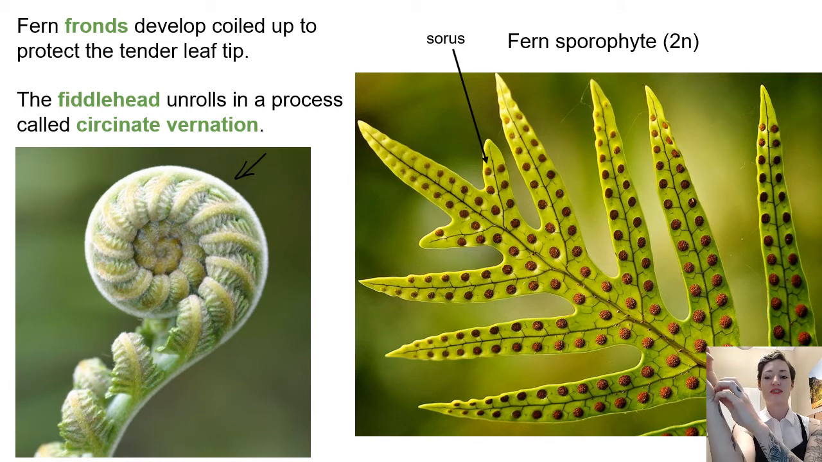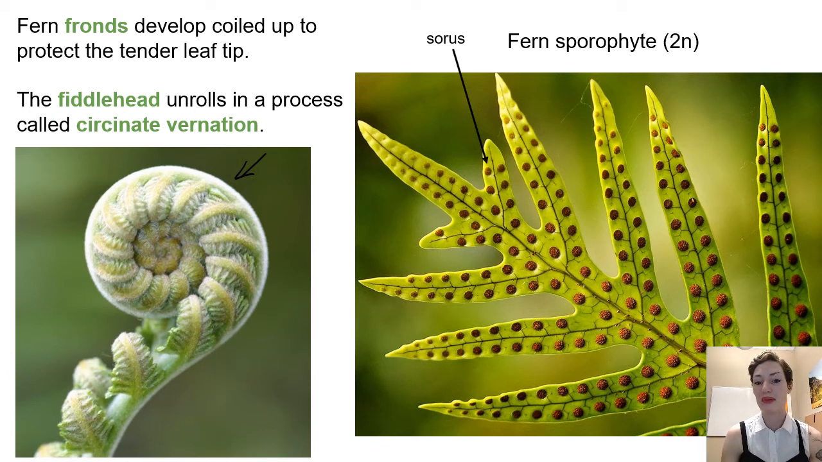So as it uncurls, it's forming those newer leaves. Those newest leaves are protected as they're developing by this curled frond. So a fiddlehead is a way to protect your sensitive growing leaves instead of just producing them out there, because you don't want them to get eaten, right? So you're protecting those newest leaves. That unfurling of a fiddlehead is called circinate vernation.